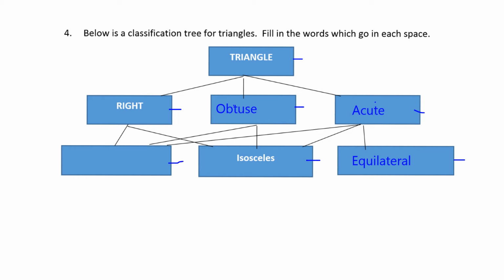We have equilateral, meaning they're all the same side length. Isosceles, meaning two of them or more are the same side length. And then finally, this one here, meaning none of them are the same side length. And so that one's going to be the scalene. And that is how you classify triangles by angle and by side. So angle first, then by side. That's a classification tree for triangles by angle and then by side. And I hope that you understand that because that is definitely probably going to be on the test.